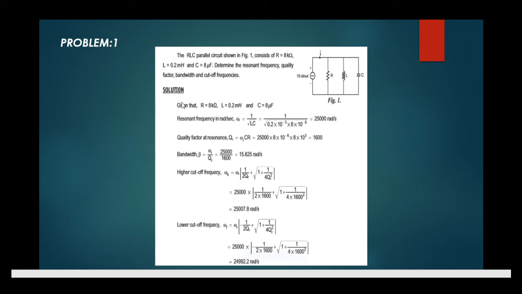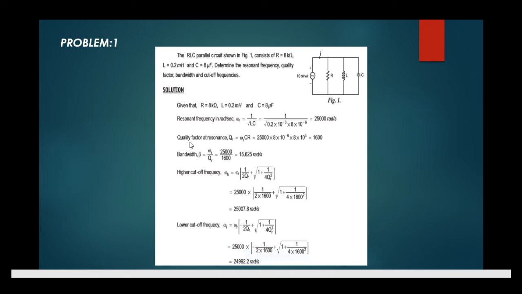So when you start the solution, just write the given data. We know the resistance, inductance and capacitance value, and we also know the formula for calculating the resonant frequency in radians per second. So omega R is equal to 1 by root of LC. Just substitute the values of L and C. We get the answer as 25,000 radians per second.